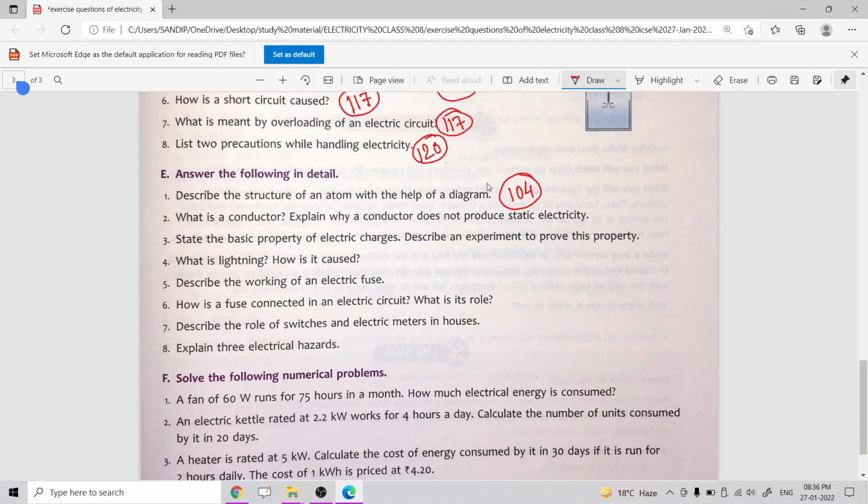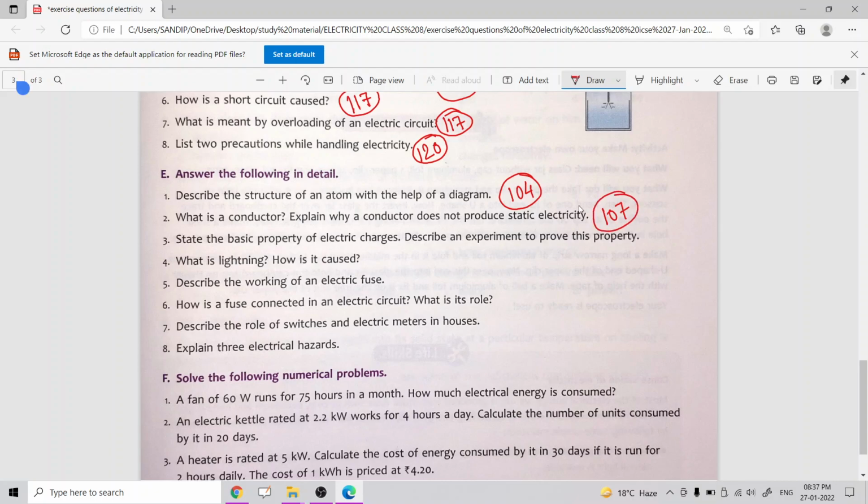Structure of atom means, at the center we get the nucleus, that consists of protons and neutrons, and outside the nucleus there are several electron shells in which electrons are rotating around the nucleus. And now the next one is: what is a conductor, and explain why a conductor does not produce static electricity. Also you will get the answer on page 107.